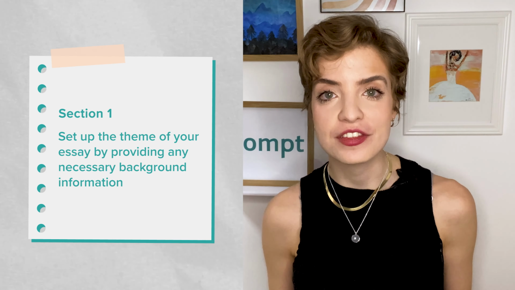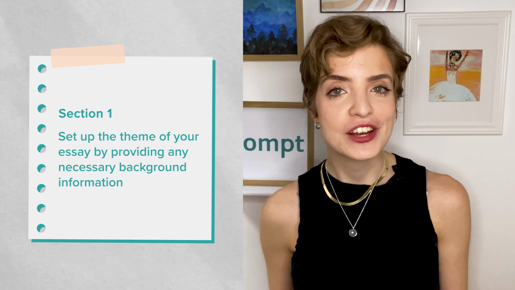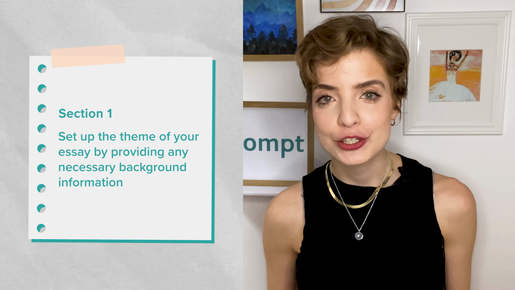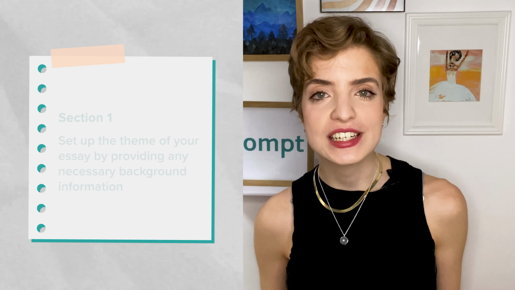Next, we'll move into the body of your essay, and we'll call this part Section 1. This is where you'll set up the theme of your essay by providing any necessary background information. The goal here is to help the reader understand who you were before your catalyst moment. This section should be kept fairly brief, especially any details from your childhood.